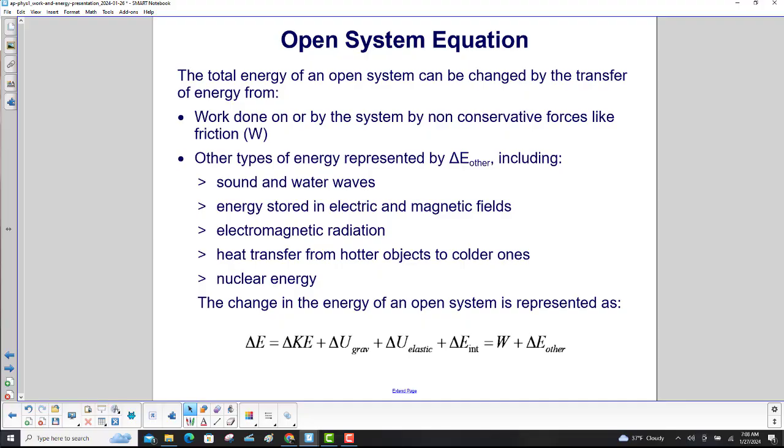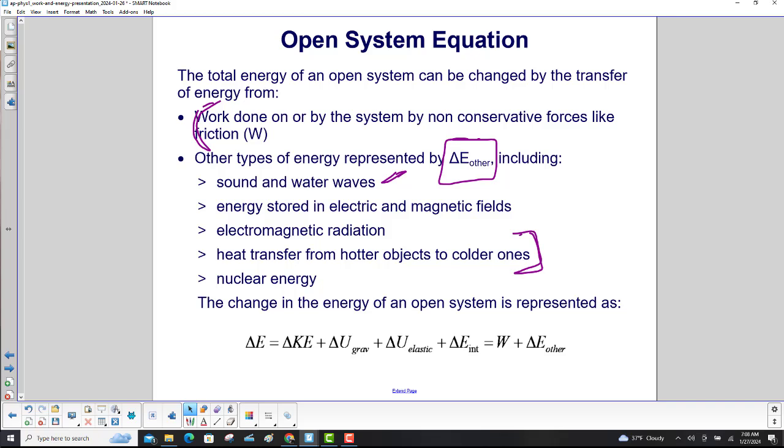The total energy of an open system can be changed by the transfer of energy from, first of all, work done on the system by non-conservative forces like friction, and the other types of energy that we talked about a few slides ago. And to save ink, we're going to just replace them with delta E other. So that would be the change in energy from sound and water waves, energy stored in electric and magnetic fields, electromagnetic radiation, heat transfer from hotter objects to colder objects, and nuclear energy.